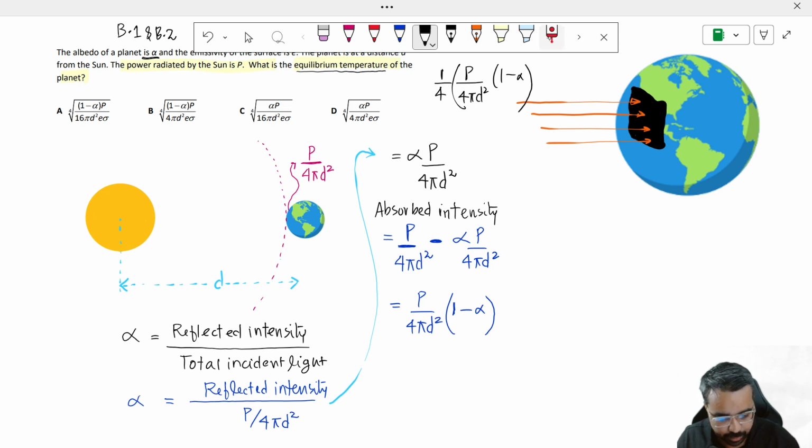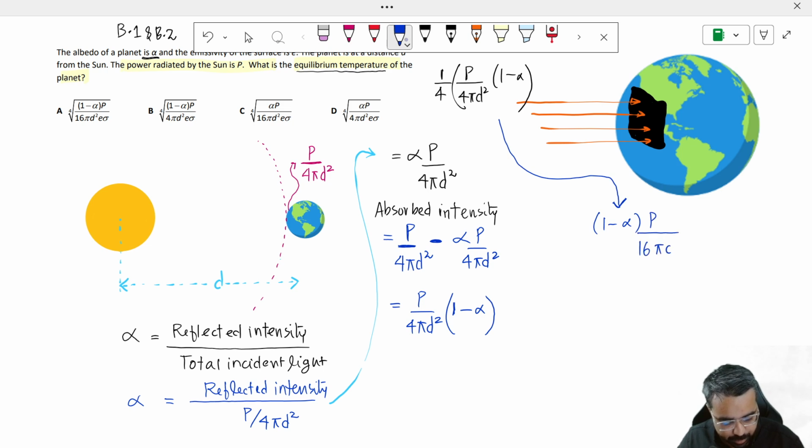So you have seen that I have taken 1/4, so it will become 1 minus alpha into power over 16 pi d square, and finally that is equal to the absorbed intensity, and that will be radiated as well. So what is the absorbed intensity? According to the Stefan-Boltzmann law, we can say E, the emissivity of the planet, it's not a black body, sigma is a constant, and the temperature T raised to power 4.